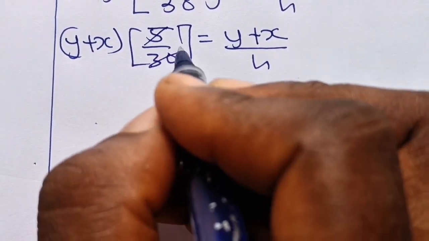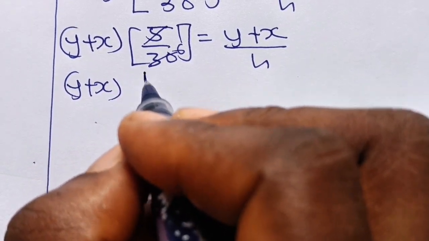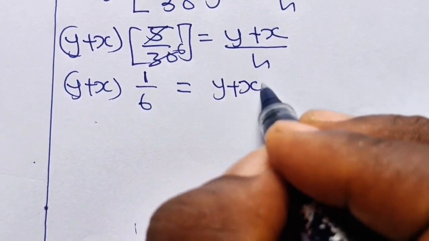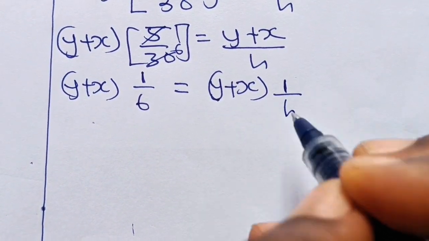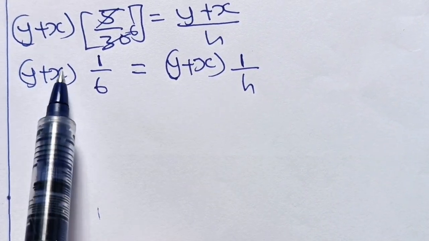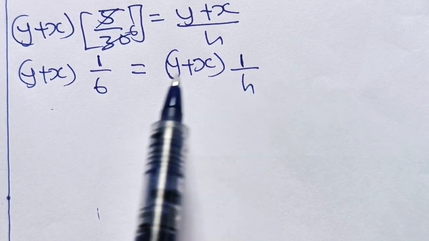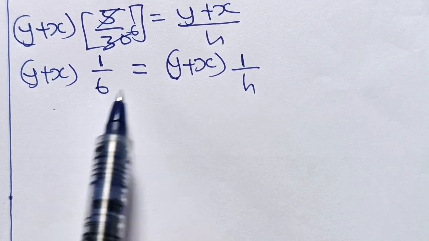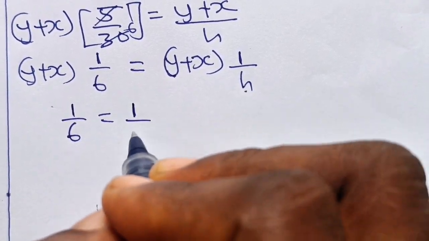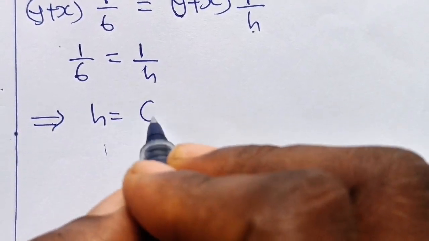So when 5 divides itself, and 1 divided by 5 into 30, we have 6. So we have (y plus x) multiplied by 1 over 6 is equal to, now we can factorize y plus x here as well, to multiply 1 over h. Now by comparison, if (y plus x) multiplied by 1 over 6 is equal to (y plus x) multiplied by 1 over h, it simply means that 1 over 6 should be equal to 1 over h. So by comparison, this implies that our height is equal to 6.